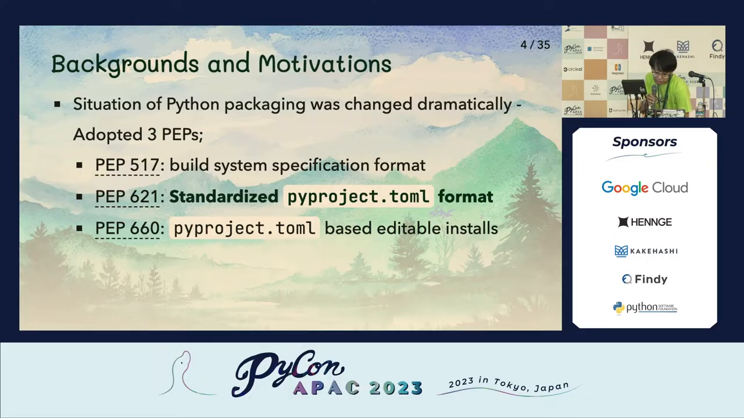First, PEP 517 is a build system specification format. The second one is PEP 621, which standardized the pyproject.toml format. And finally, the third one is PEP 660, pyproject.toml-based editable installs, pip install -e dot.